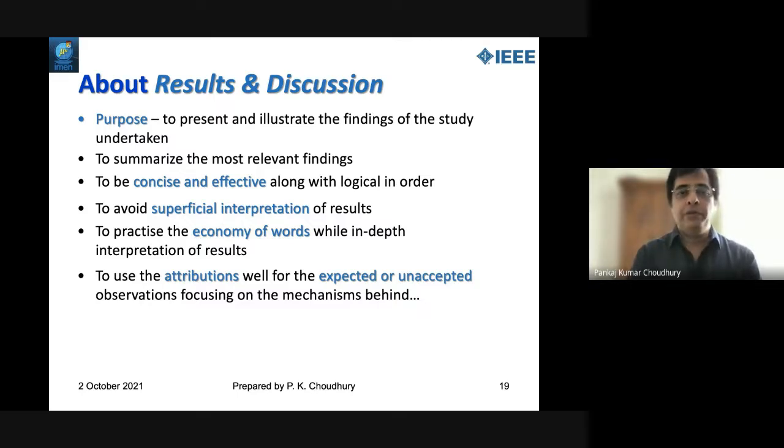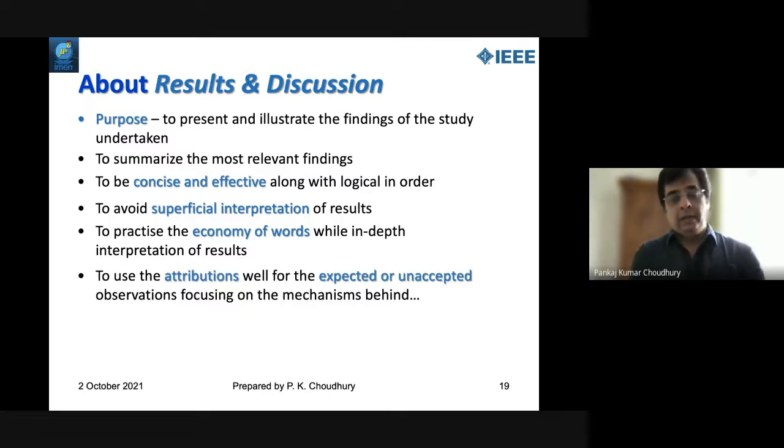Use the attributions well for the expected or unexpected observations, focusing on the mechanisms behind them. So while explaining a certain phenomenon, one must describe the mechanisms behind it that may remain responsible for it.